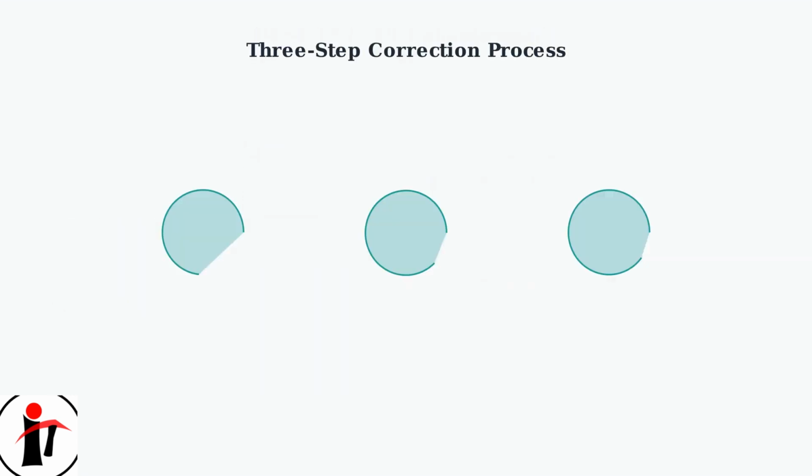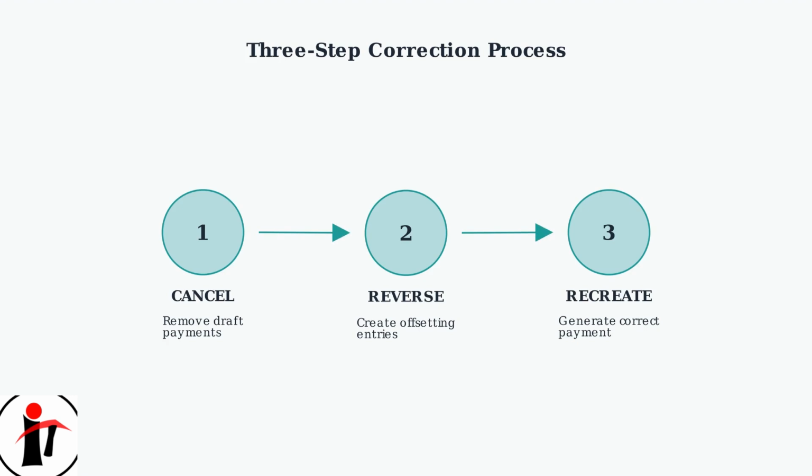The recommended approach for payment correction follows a three-step methodology: cancel, reverse, and recreate. This systematic process ensures proper audit trails and maintains accounting integrity.